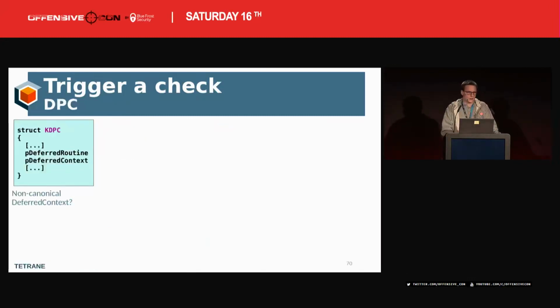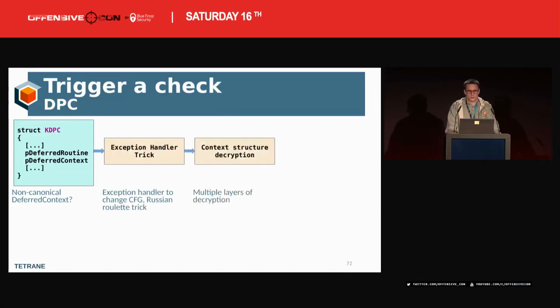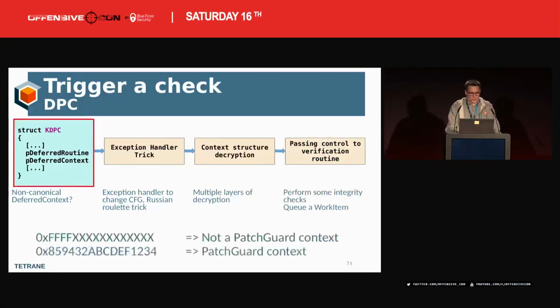So here is what a DPC looks like. It will first check if the DPC is a PatchGuard context one. And then it will trigger an exception handler, and then it will decrypt the structure, and finally it will pass control to the verification routine. So how does it do this?